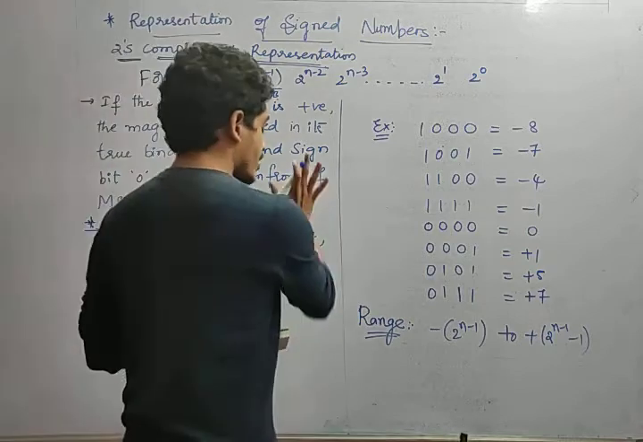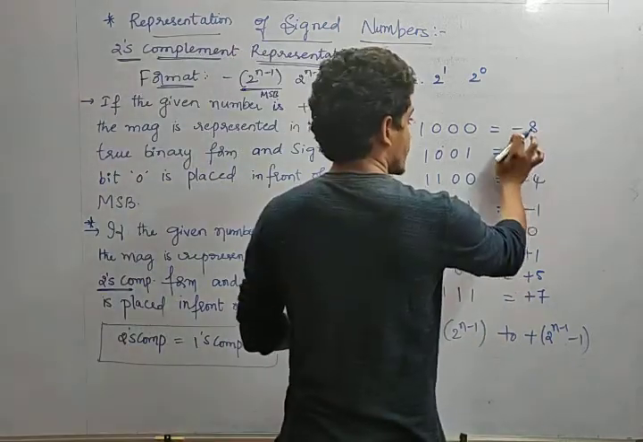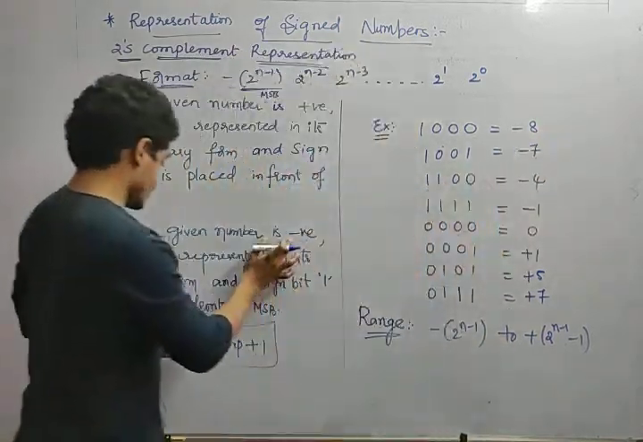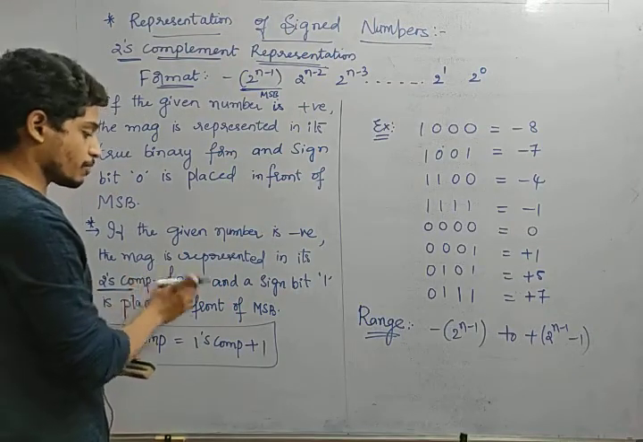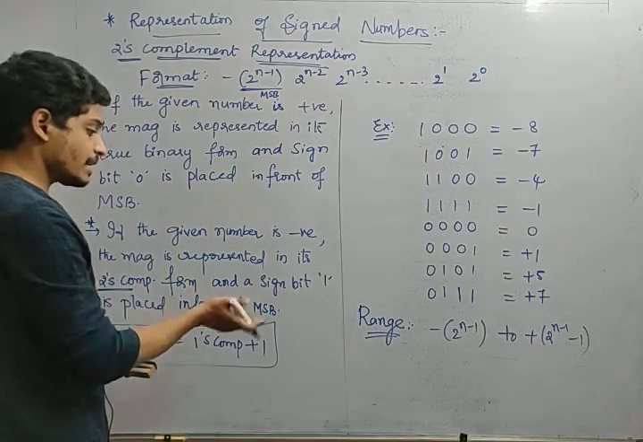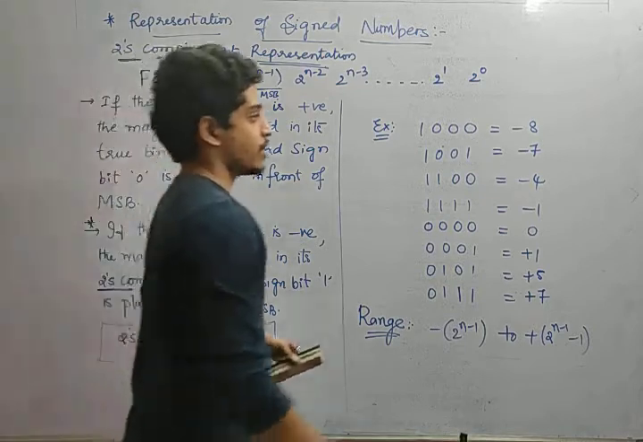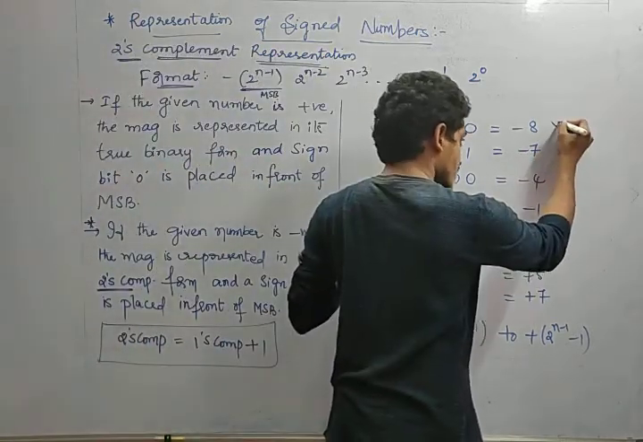But see here, according to definitions, this is minus 8 he has given. Negative number in the sense, what we have to do? We have to obtain 2's complement of the number and a sign bit 1 is placed here. So, here, this is an exceptional case.